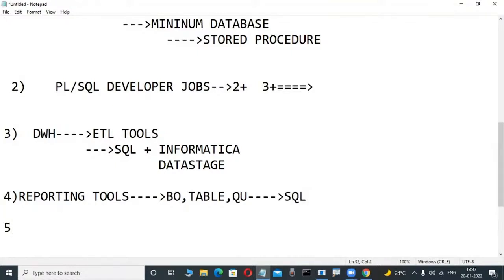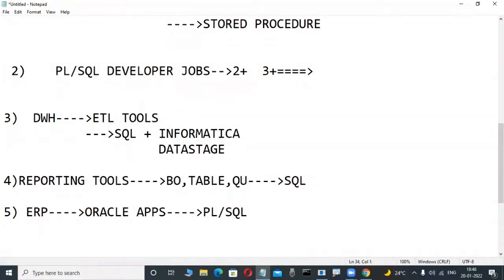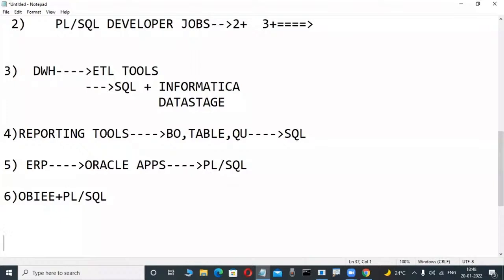Again, some programmers are interested in the ERP side. Oracle Apps is an ERP, same like SAP. Oracle Applications 11i is there. These persons need very good knowledge of PL/SQL, so they also learn these courses. Again, OBIEE programmers are there; this product comes with PL/SQL jobs. Those persons also learn these courses.